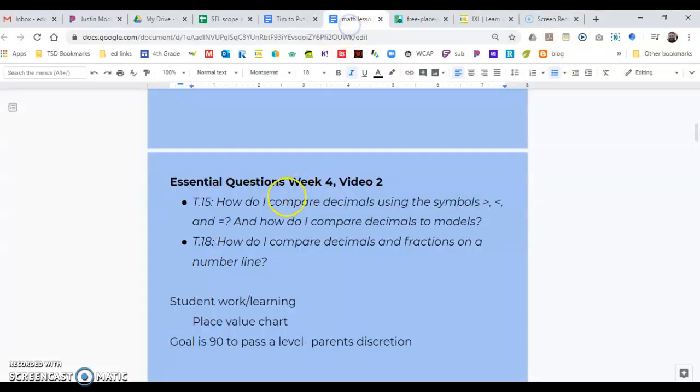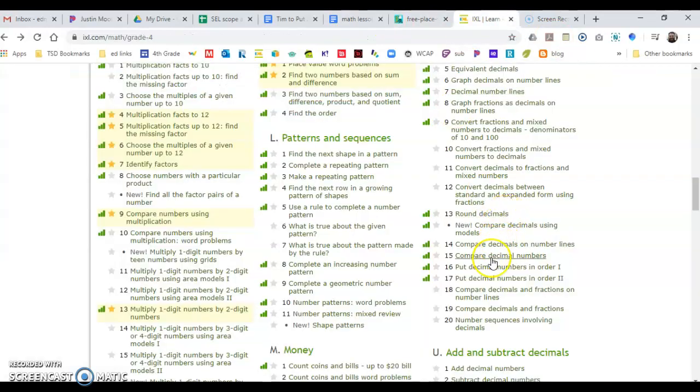So today, our two questions. How do I compare decimals using the symbols greater than, less than, and equal to? And the second part of that first question is, how do I compare decimals using models? And then T.18 will look into comparing decimals and fractions on number lines. So we're making sure we understand that fractions and decimals aren't separate entities, but they really can represent the same model or the same point on a number line. Okay? So let's take a look at T.15 first.